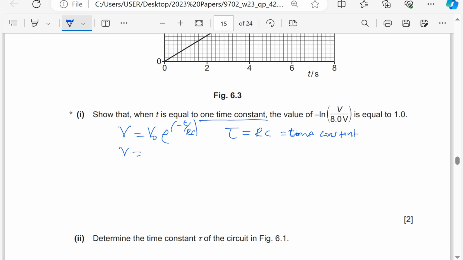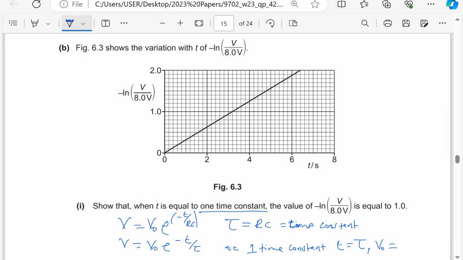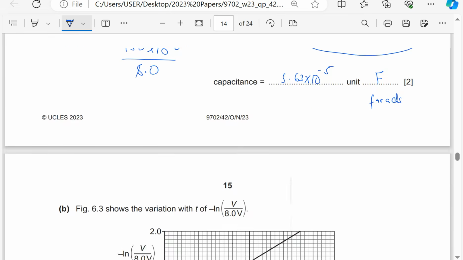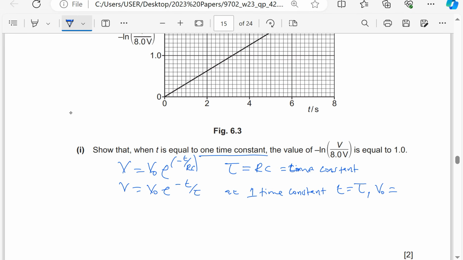So I want you to note that V is equal to V naught e to the power negative t over tau. And at 1 time constant, we know that t is going to be equal to tau. At 1 time constant, the time t is going to be equal to tau. And of course, V naught, we started with 8, I think. So V naught was equal to 8.0 volts when it is fully charged.